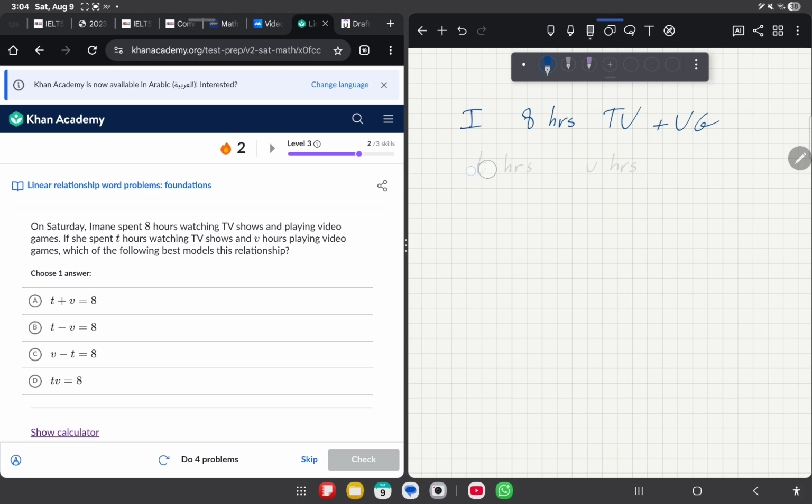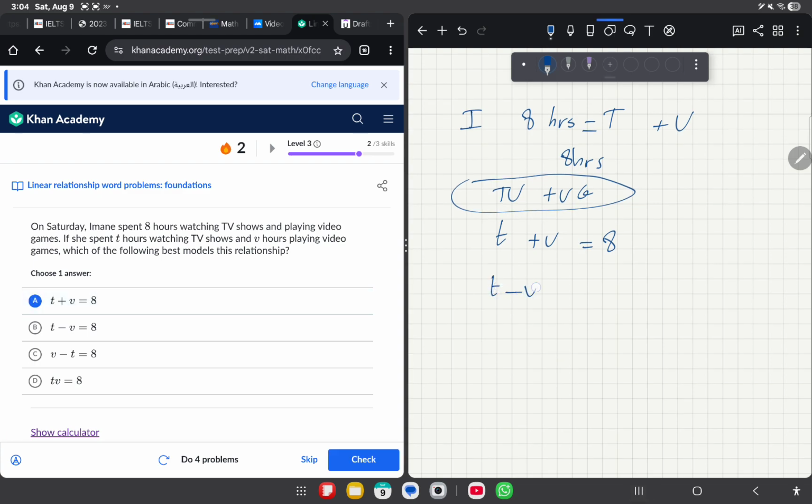Now, this 8 hours represents TV and video games. If both of them, TV plus video games, are 8 hours, what am I supposed to do? I'm supposed to say T plus V, the amount of time she watched TV and the amount of time she played video games, is equal to 8. So T plus V equals 8.